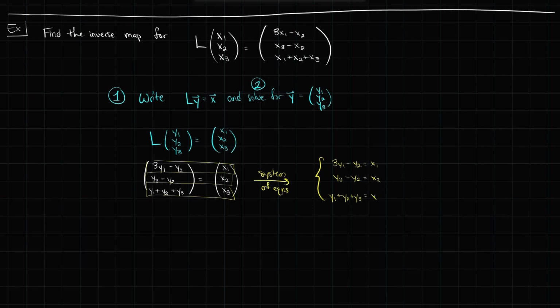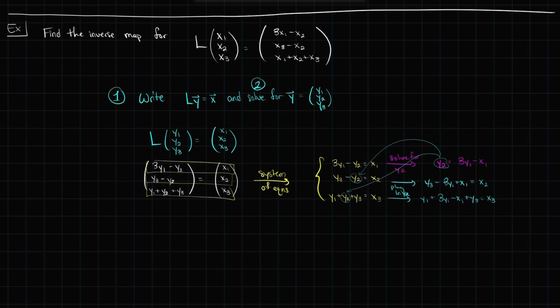plus y3 equals x3. I still like the substitution method best, so I'm going to solve for y2, which is going to give me that y2, I'm bringing y to the right and x1 to the left, is 3y1 minus x1. And now that I know that, I can grab that version of y2 and plug it in the 2 other cases when y2 shows up. That's going to give me y3 minus 3y1 plus x1, because I've distributed the minus sign, equals x2, and it's going to give me y1 plus 3y1 minus x1 plus y3 equals x3.